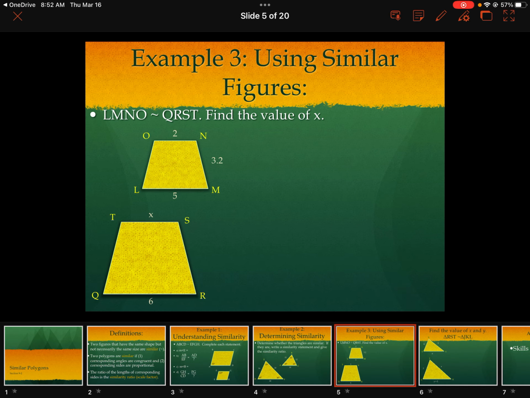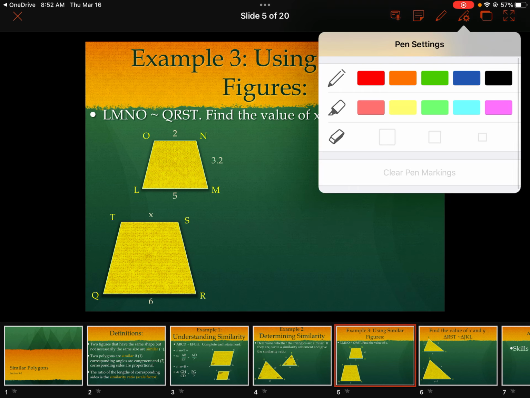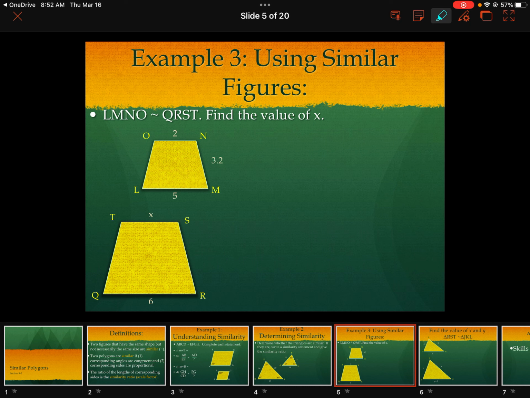This is part 2 on our lesson for similar polygons. We're going to use similar figures to figure out a value of x. It tells us in this similarity statement that polygon LMNO is similar to polygon QRST. That means we know 8 things. We're going to mark the things that we know.